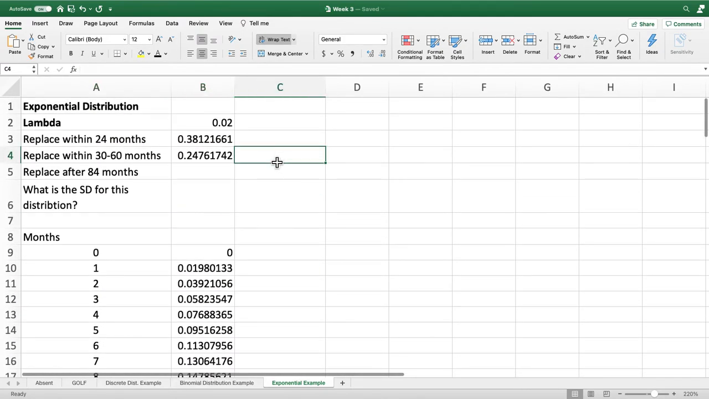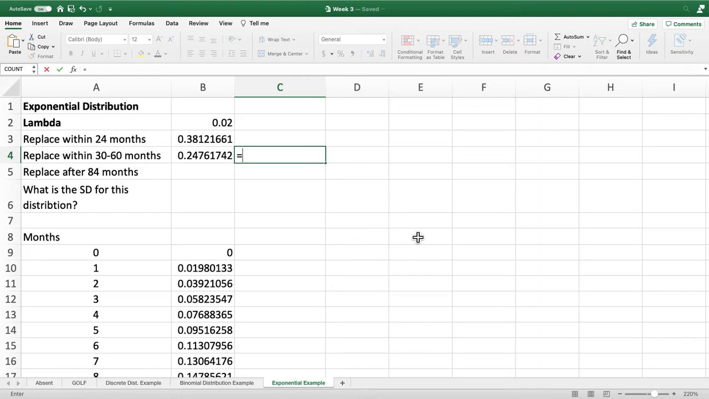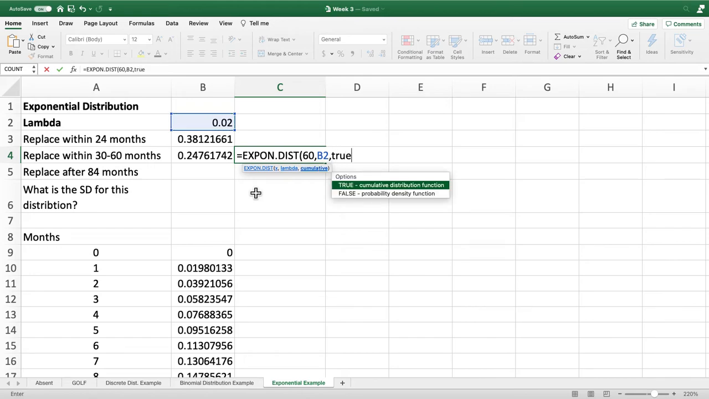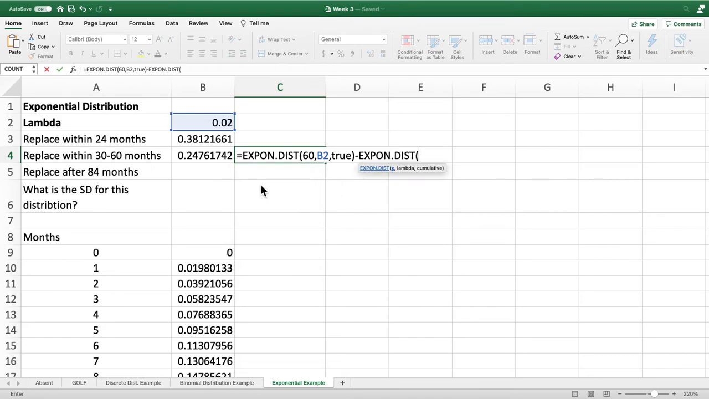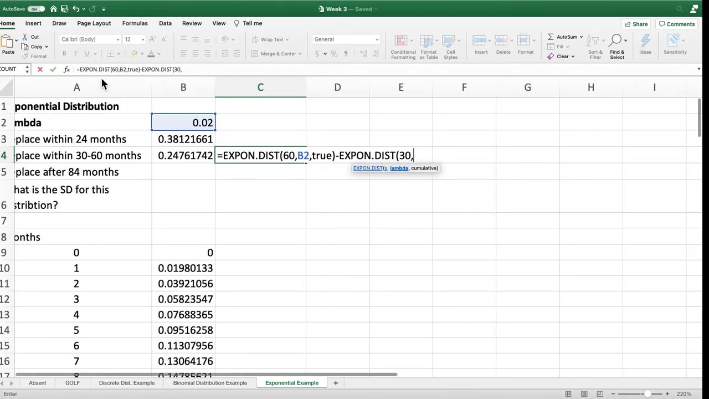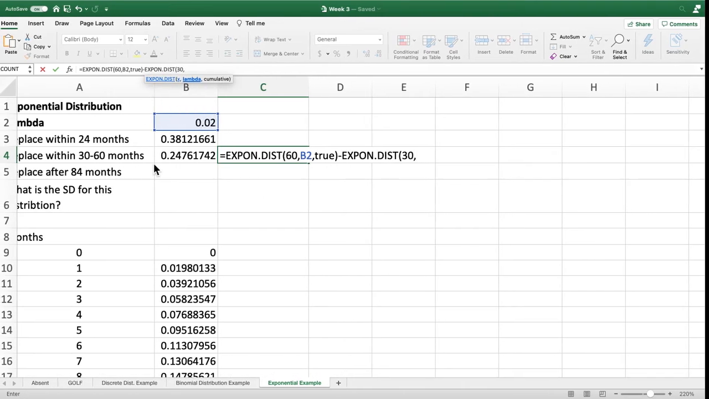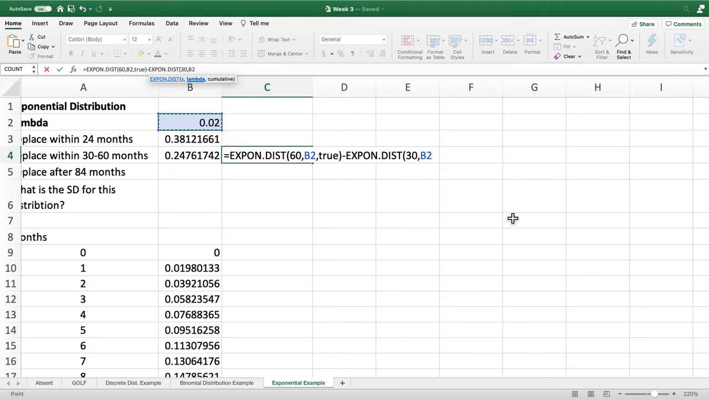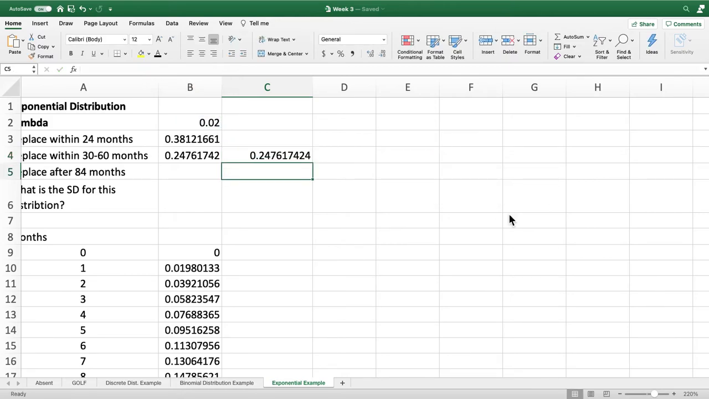If you don't want to use a table, what you're going to have to do is do two different distributions. So you'd have to do exponential distribution, and again, we're doing 60, our lambda, and then true. And then we're going to subtract our exponential distribution of 30, our lambda, and true. And we should get the exact same thing because you're taking that 60 and subtracting the 30. So you could do it that way.